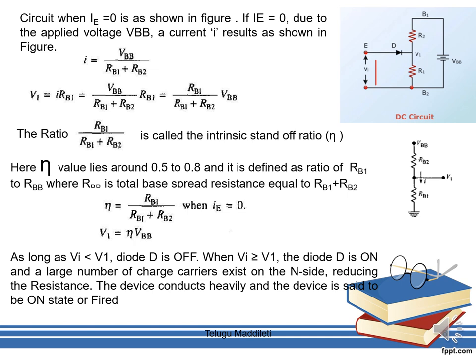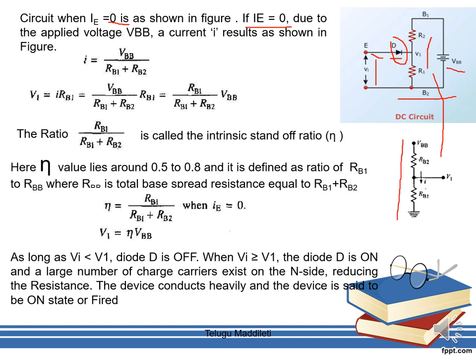If IE equals 0, due to applied voltage VBB, the current I starts flowing in the circuit. Then we can redraw the circuit. Why? Because no signal is applied at the emitter terminal, so the diode gets reverse biased. It acts as an open circuit. So we can eliminate this diode, and the circuit can be redrawn like this. Then this is simply a voltage divider circuit.